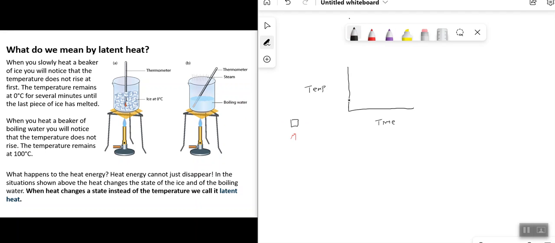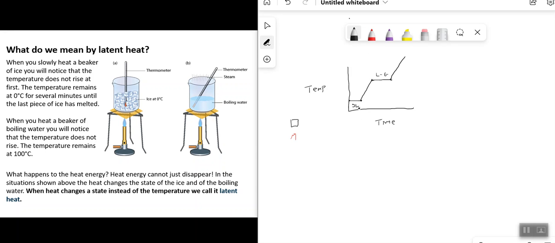So what we'll notice is that the temperature will stay constant, and then it'll jump up, and then it'll stay constant for another period of time, and then it'll jump up. From here to here, this is where we're going from a solid to a liquid. Once we've turned into a liquid, the temperature will start to increase, and then from here to here, for example, we're going from a liquid to a gas. From here to here the temperature will not change, and then the temperature will jump up. So we're going from solid to liquid, and then from liquid to gas.